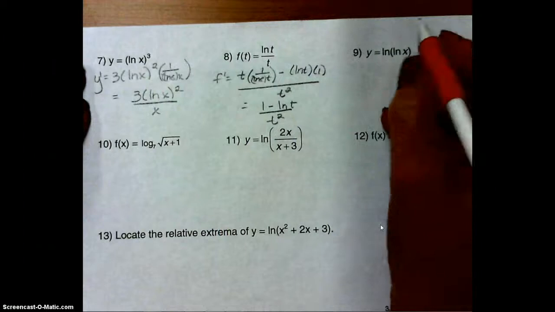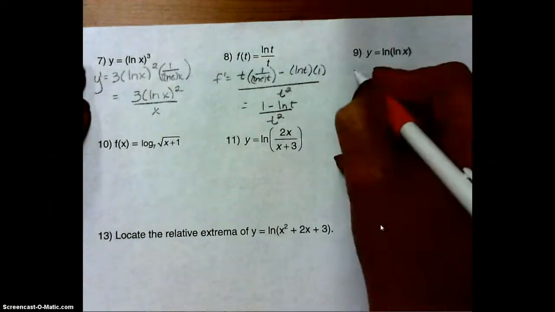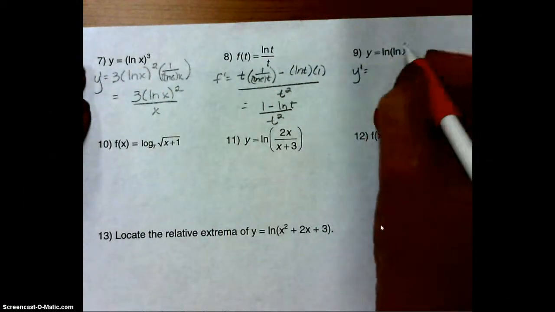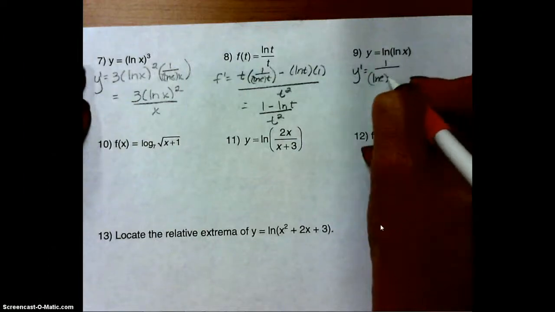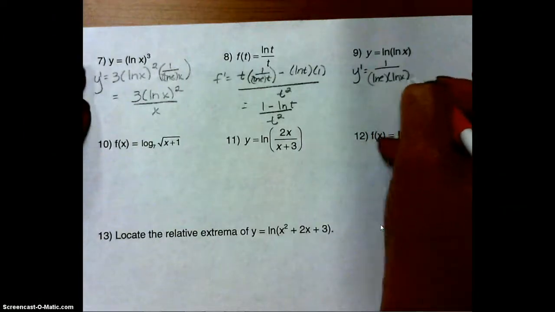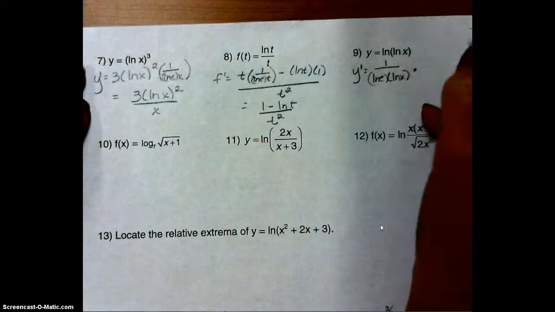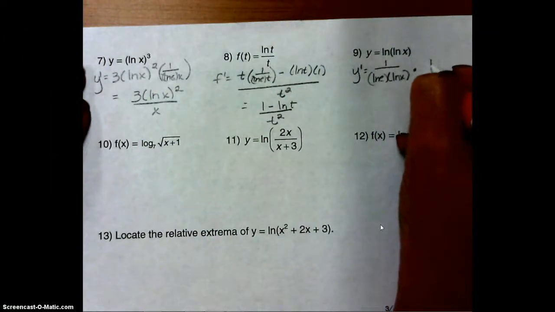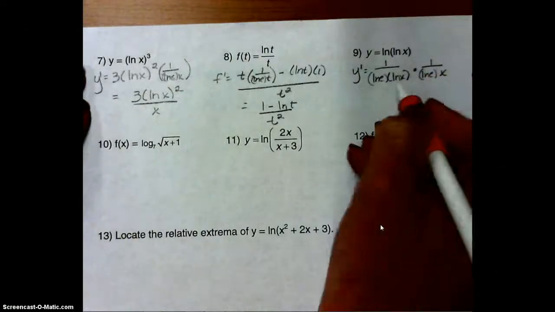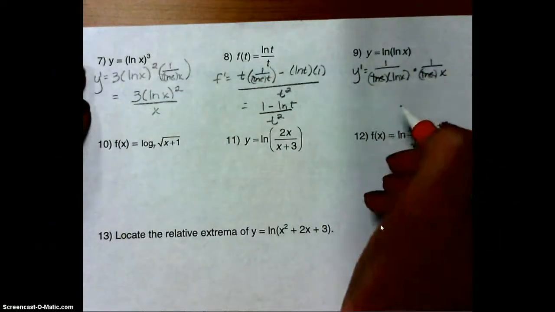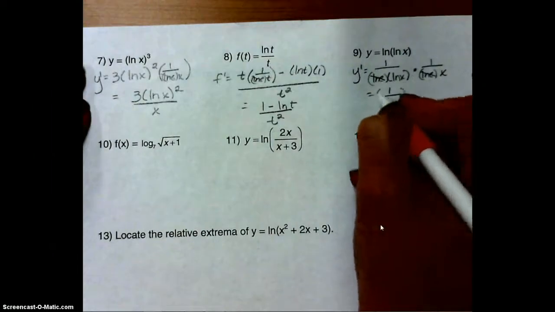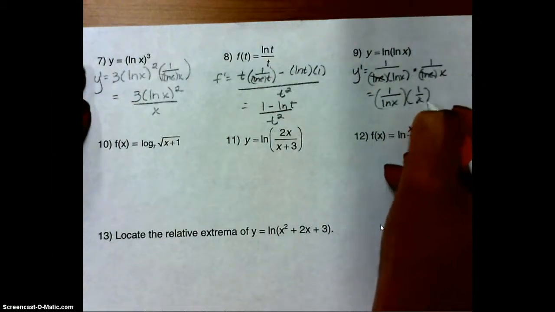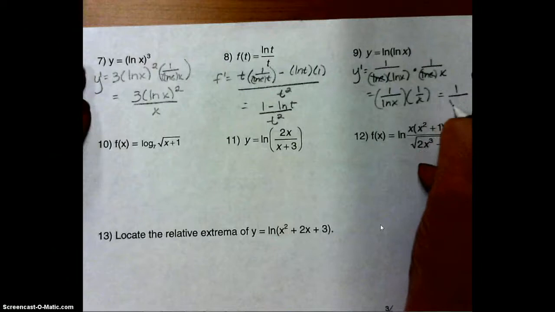Okay, this one's a weird one because I got a natural log inside a natural log. So I take the derivative of the outside, leave the inside alone, times the derivative of the inside, my natural logs will reduce, so I have 1 over ln of x times 1 over x, and then probably we want to write it like this.